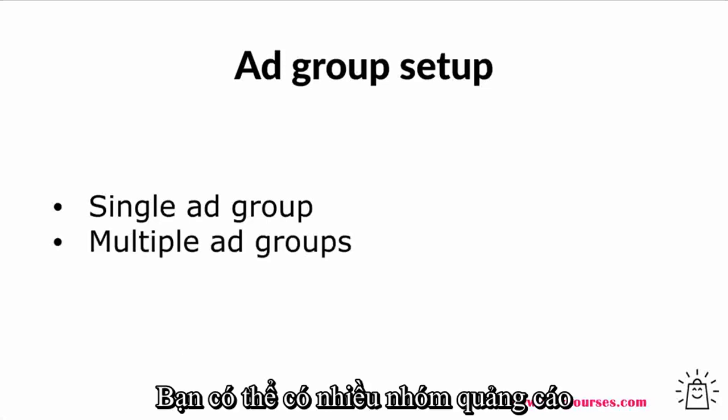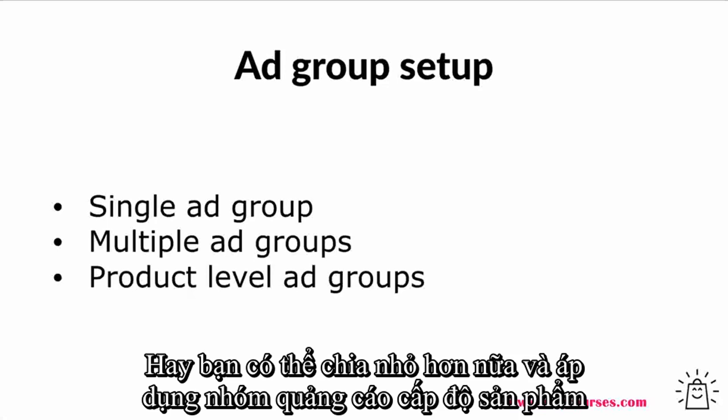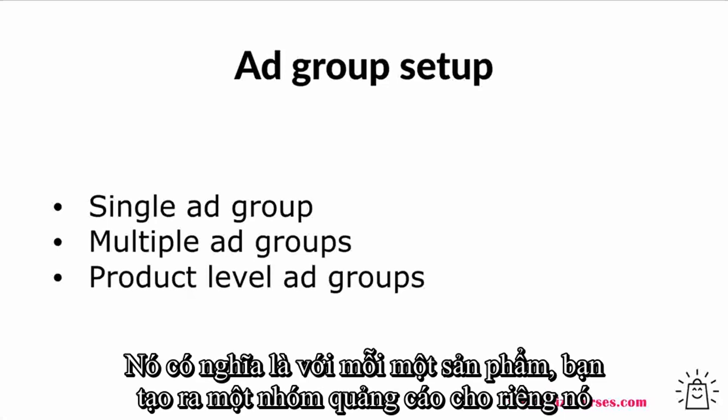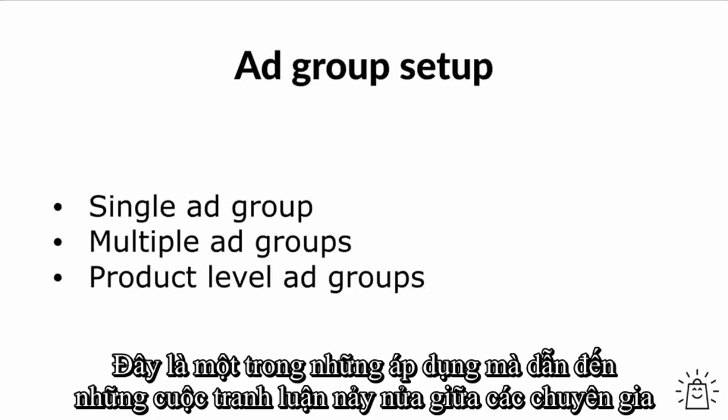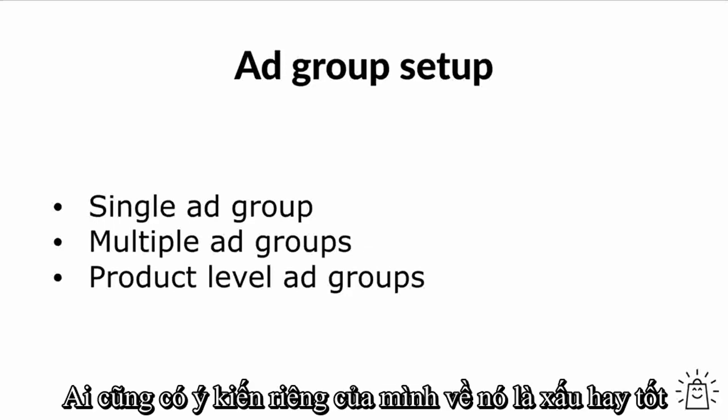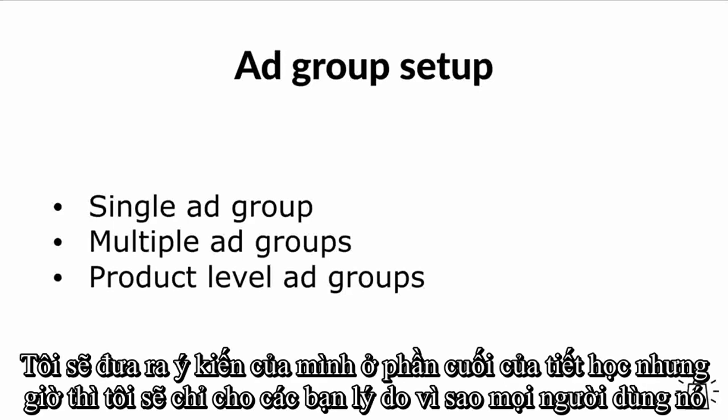You could have multiple ad groups, or you could get even more granular and go for the product level ad groups, which means that for each product you create a specific ad group. This is a practice that often leads to heated discussions amongst pay-per-click professionals. Everybody has his opinion on whether it's good or bad. I'm going to give you my opinion at the end of the lesson, but right now I just want to show you why it's a practice.